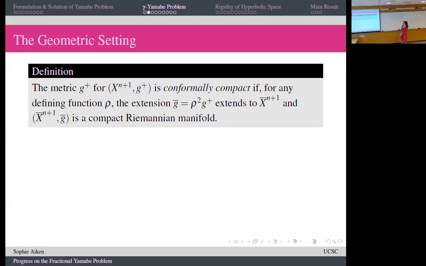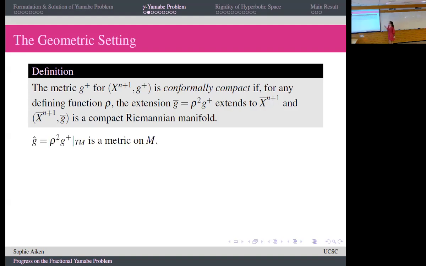Okay. So now, given my interior X^{n+1} with a metric g plus, I'll say that this manifold is conformally compact if for any defining function, multiplying my given metric g plus by rho squared creates a new metric g bar, which now extends to the boundary such that the closure of X^{n+1} with this g bar is now a compact metric. So that's why it's called conformally compact. This defining function is allowing us to compactify here.